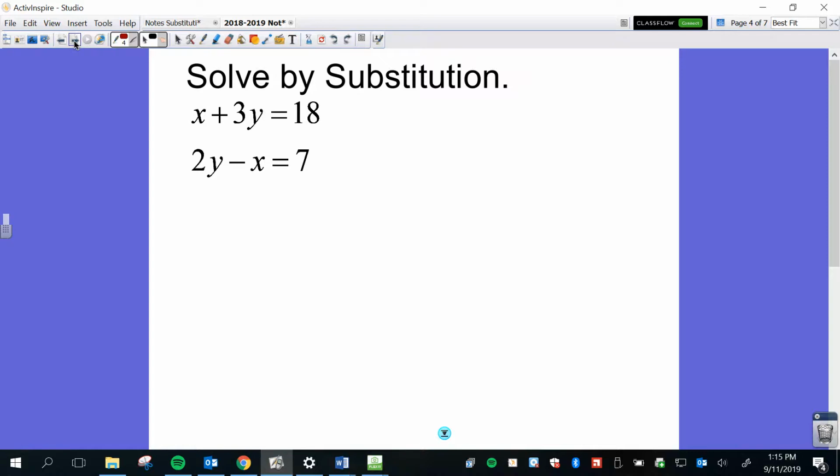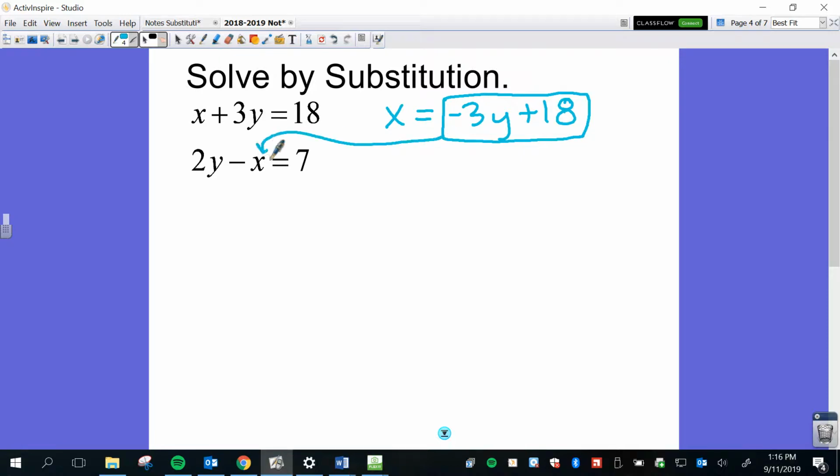So I'm going to pick the first x to get by itself. And to do that, this 3y is going to go on the other side. So it's going to be x equals negative 3y plus 18. And that stuff, the negative 3y plus 18, that is the substitute. That goes in the place of x in the other equation. So always remember, the substitute is going to go in the other equation, the one you didn't move around. Okay? All right, and then you just write the second equation down.